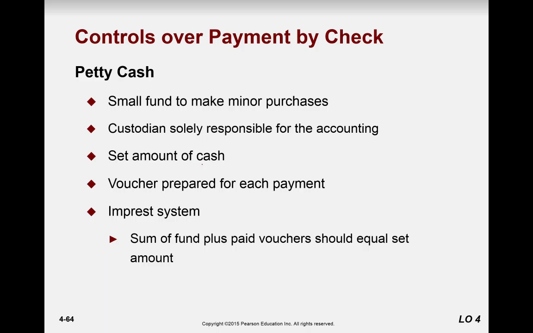So now let's move our attention to petty cash. Petty cash is basically a small amount of actual cash that you have on hand. There's only one person responsible for it, and the amount ranges from $100 to $1,000. Basically what you do is you prepare a voucher or a receipt for each payment. And then basically the amount of money in the drawer plus what you paid out should equal the fund amount.